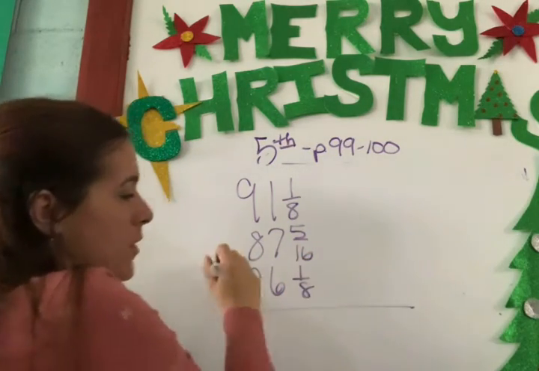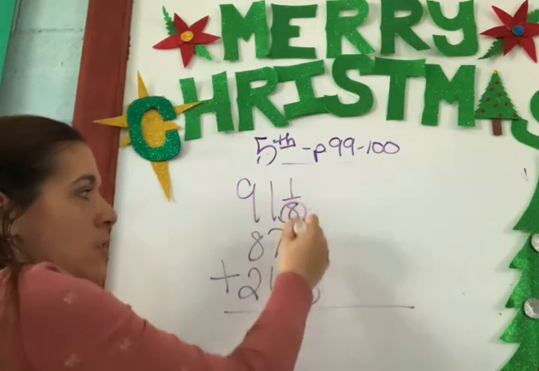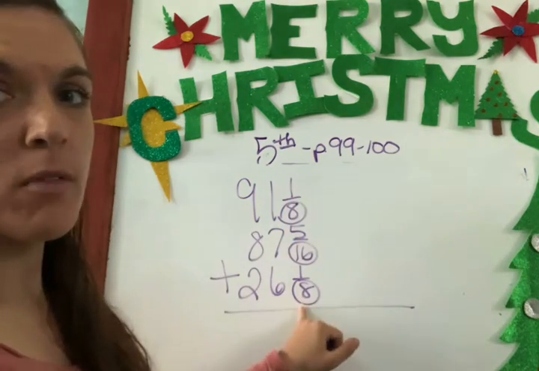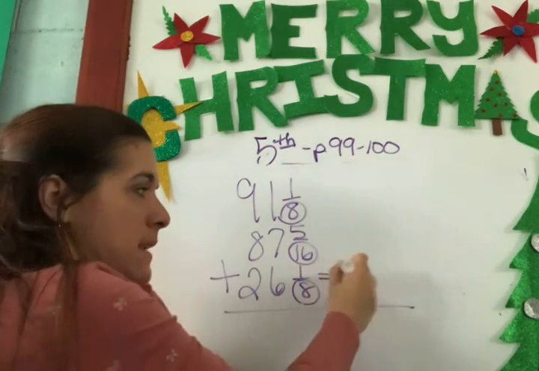Okay, here we go. We have different denominators. We have 8, 16, and 8. So let's start with the 8, the smallest one. 8 times 1 is 8, 8 times 2 is 16. Woohoo, we got to this one. So our denominator is going to be 16.